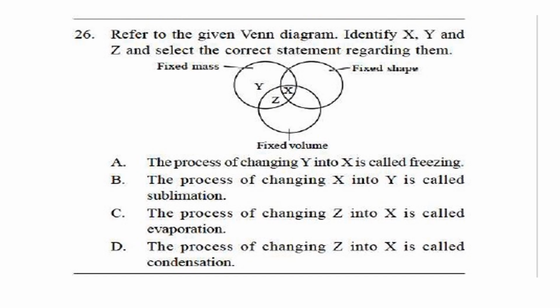Option A. The process of changing Y into X is called freezing. Y is a gas, and changing into a solid is not freezing. So option A is incorrect. Option B. The process of changing X into Y is called sublimation. X is a solid and it's changing into a gas without becoming a liquid, so sublimation is the correct option. So the answer is option B.